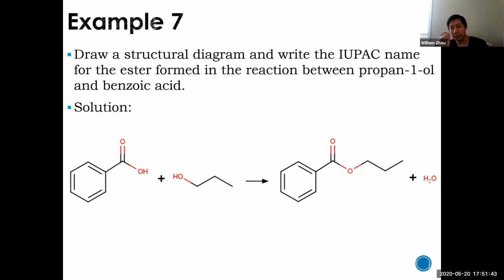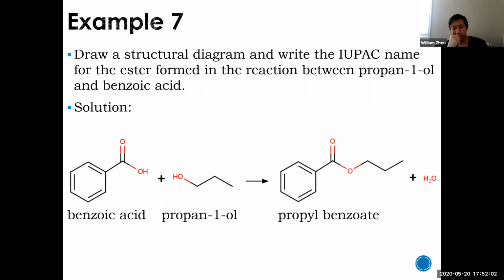Make sure you count the carbons once you draw your ester, because many students make the mistake of having additional or missing a few carbons once you stick them together. Make sure you have 3 carbons on the alcohol side. And of course, water is also produced. Make sure you have that as well. So that would be benzoic acid and propan-1-ol to create propyl benzoate.